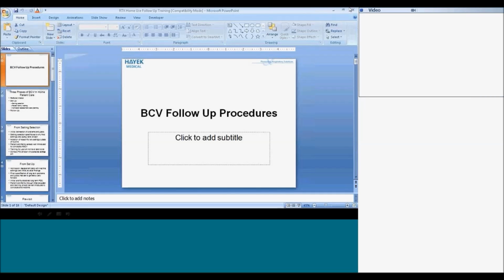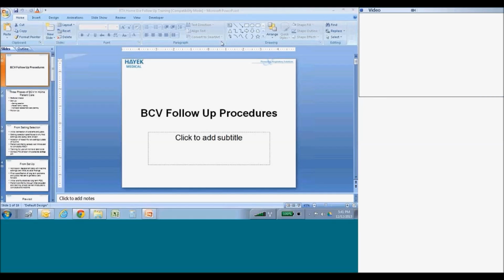So, just as a matter of summary, the modules that we covered were the setup, the setting selection, and the follow-up modules. There's an introduction module that is a PowerPoint presentation that everyone should also view, that gives you an overview of how the RTX works and some of its capabilities, some basic information on it. And we'd like everybody to do that as well.